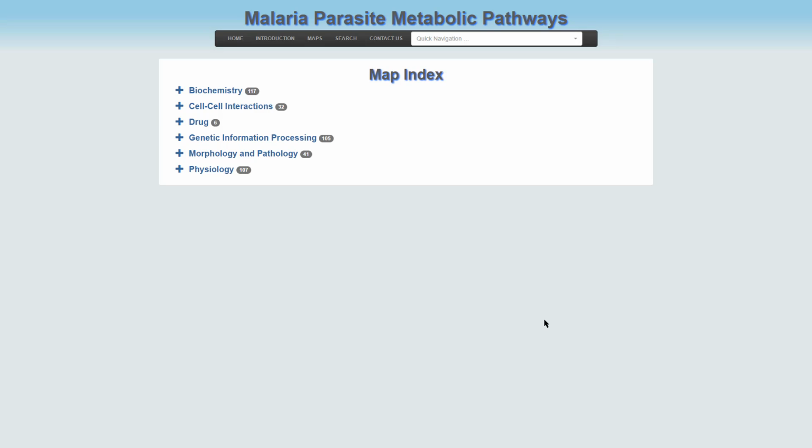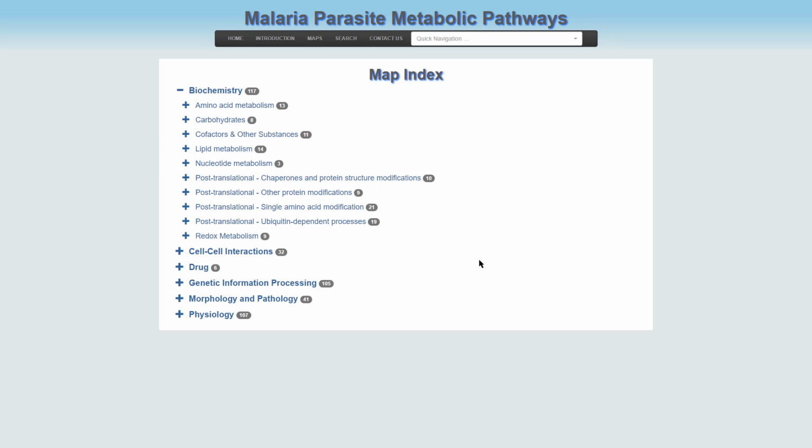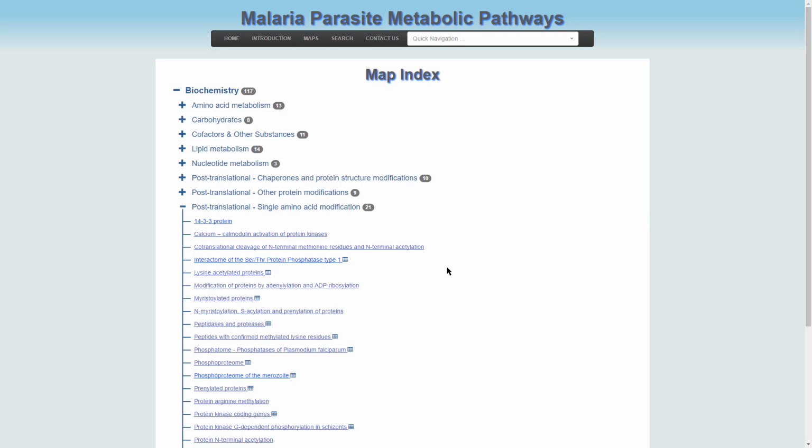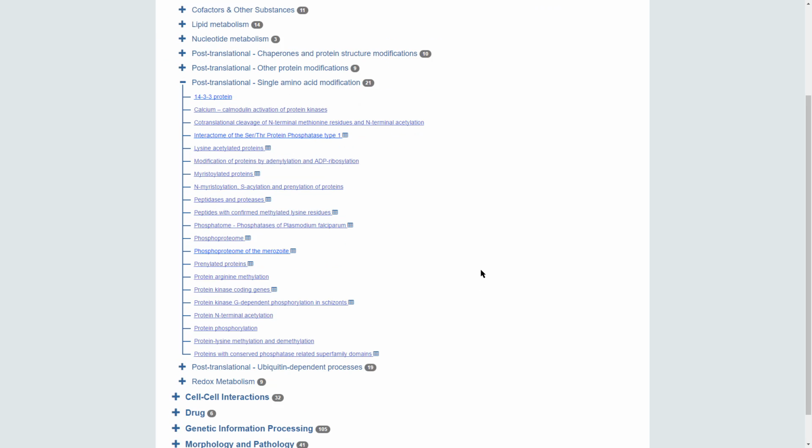In this tutorial, we shall deal with post-translational modification of protein. These can be found under biochemistry, and let's first go to post-translational modification of single amino acid. We see here a wide variety of modification, which is composed of maps which describe the mechanism and tables which compile all the proteins that have been shown to be modified in Plasmodium falciparum.